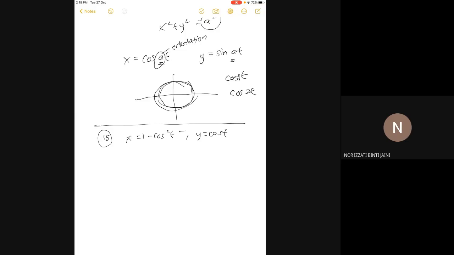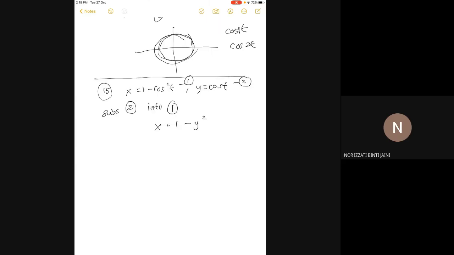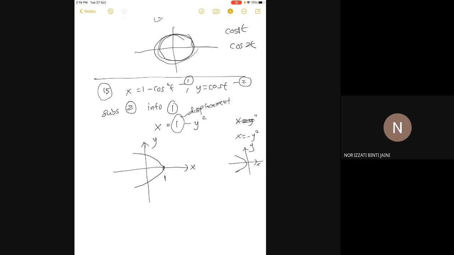So I will use eliminating the parameter t. Obviously you can already see cos: here there is cos squared, and here there is cos. So just substitute 2 into 1. I will have x equals 1 minus y squared. So this is the same form as before. x equals negative y squared. If negative y squared, it will open toward negative x. This one is a displacement. Plus 1, so it will shift to the right by 1.